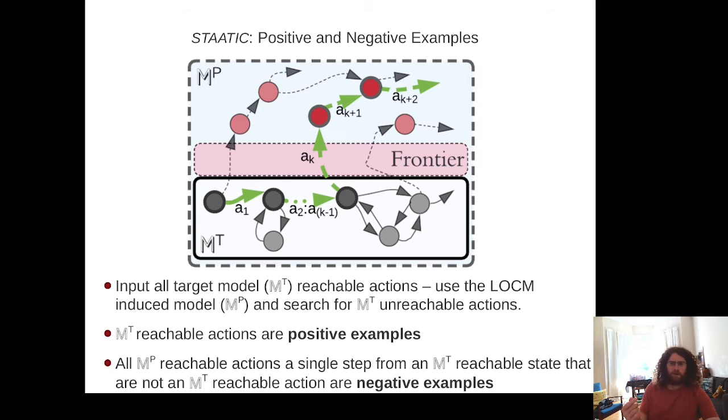These reachable actions are your positive examples. They're actions that are correctly modelled. As soon as you step from one of these states using an unreachable action, then you know you're missing a constraint. That's a negative example, and they're set on the frontier. Your action sequence goes from being a valid sequence in the target model to not being valid. So these are the negative examples.